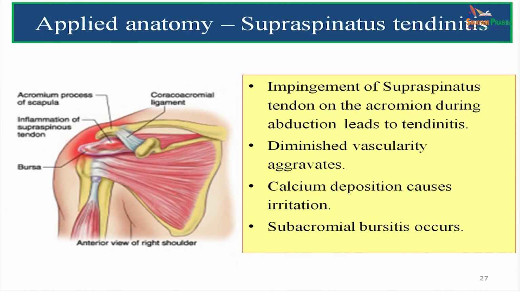Applied anatomy, we have most important clinical condition known as supraspinatus tendinitis. There is impingement of supraspinatus tendon on the acromion process during abduction movements, which can lead to tendinitis or inflammation of the supraspinatus tendon. There is diminished vascularity, which can aggravate the condition. Calcium deposition can further cause irritation and burning sensation, which can result in subacromial bursitis also. So, you can see the inflamed supraspinatus tendon in a condition of supraspinatus tendinitis.